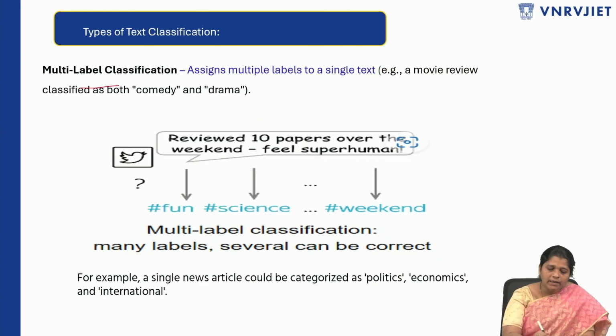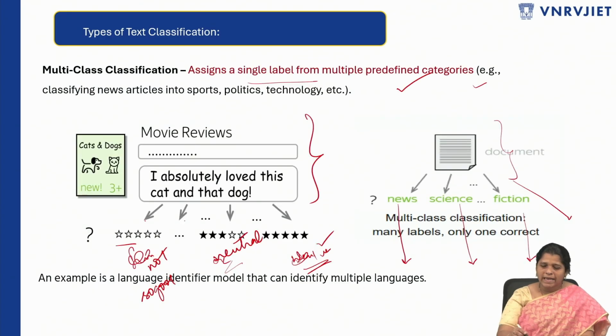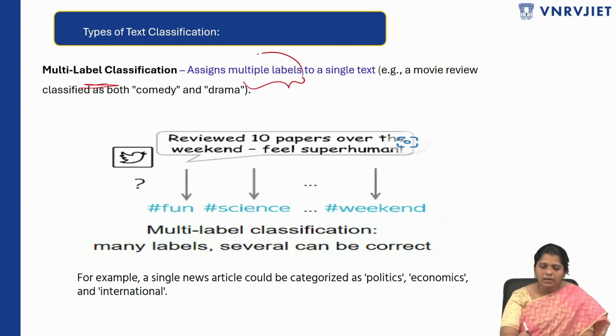Next is multi-label classification, assigning multiple labels. The other one was assigning a single label to multiple categories. Here it is assigning multiple labels to a single text. I have a text: reviewed 10 papers over the weekend, feel superhuman and all.